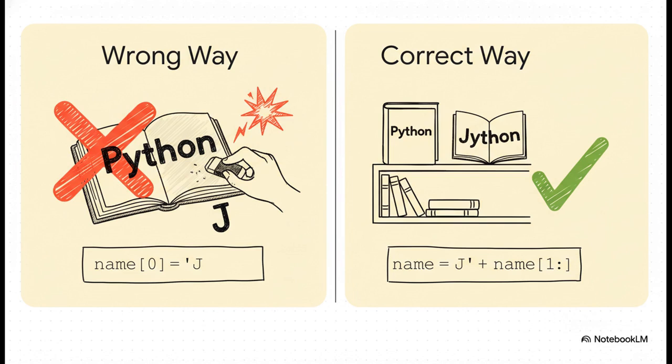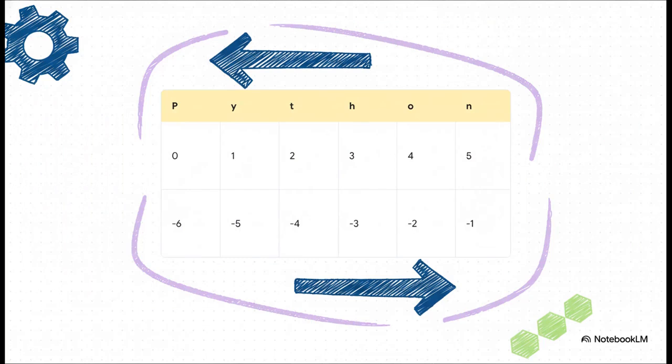The best way to think about it is like a book that's already been printed. You can't just go in with an eraser. You have to create a whole new version. Now, this might sound a little weird, but it's actually what makes strings so efficient and reliable in Python. And the second rule is indexing. Every single character in a string has a specific address, or an index. Now remember, Python starts counting from 0, not 1, so that P is at index 0.